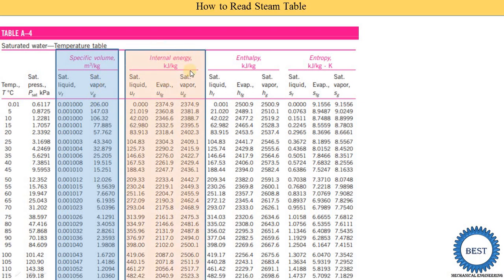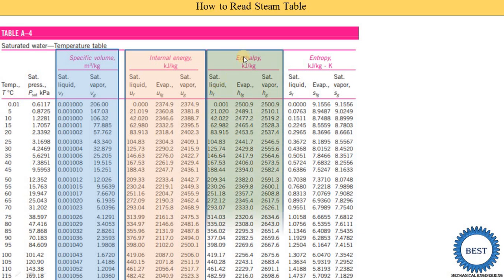Here you see the internal energy. The unit of internal energy is kilojoule per kg, and there are three types of internal energy: saturated liquid UF, evaporation UFG, and saturated vapor UG. Internal energy is denoted as U. For the liquid we use the F parameter, for evaporation FG, and for the vapor we use the G parameter. This notation is the same for all types of properties.